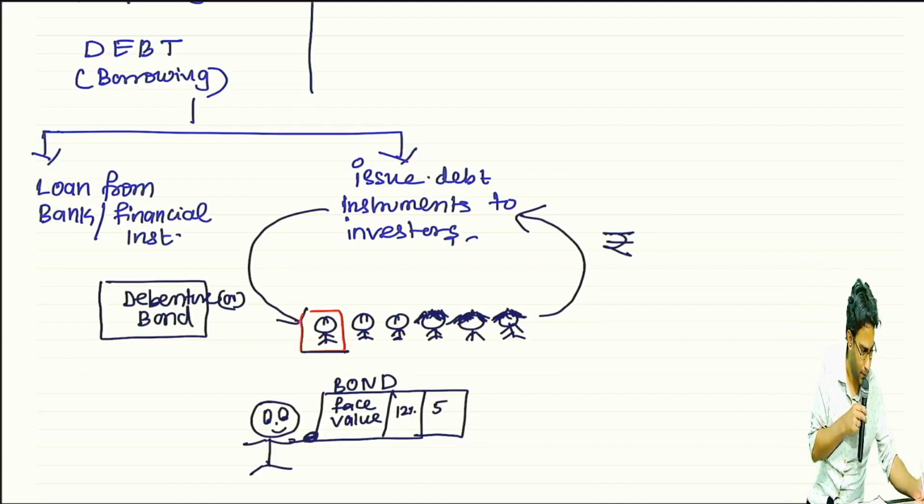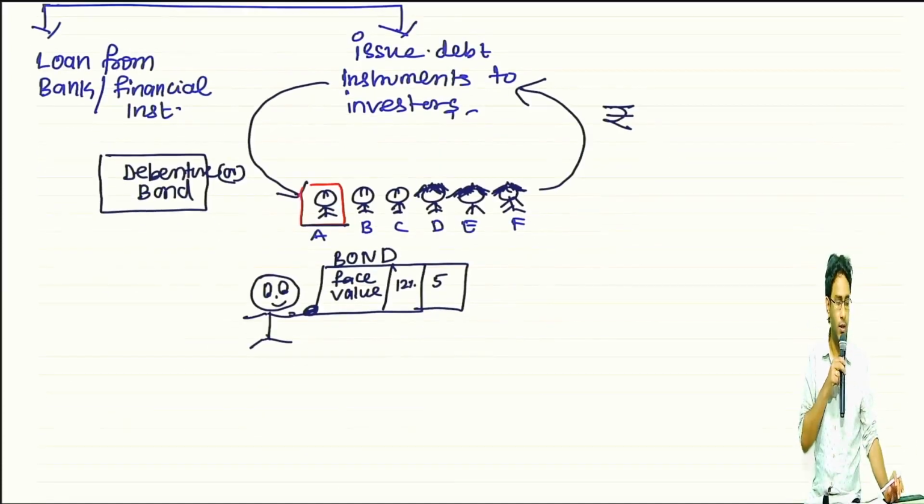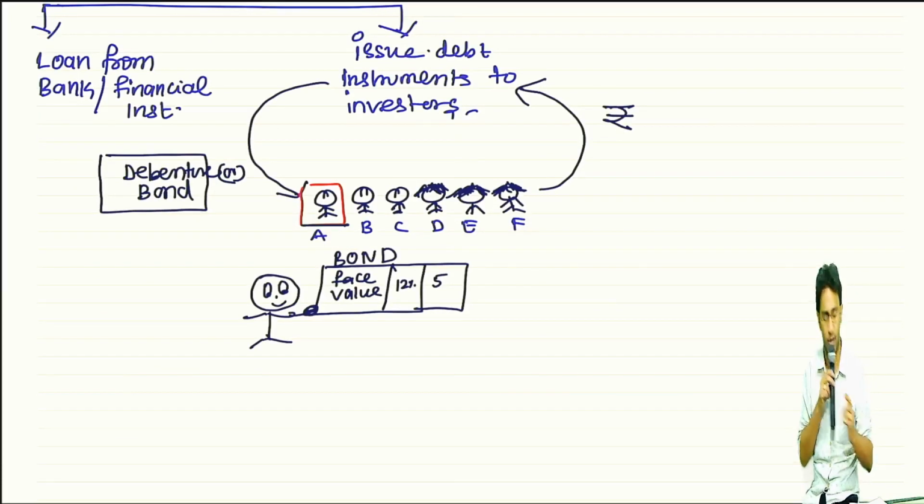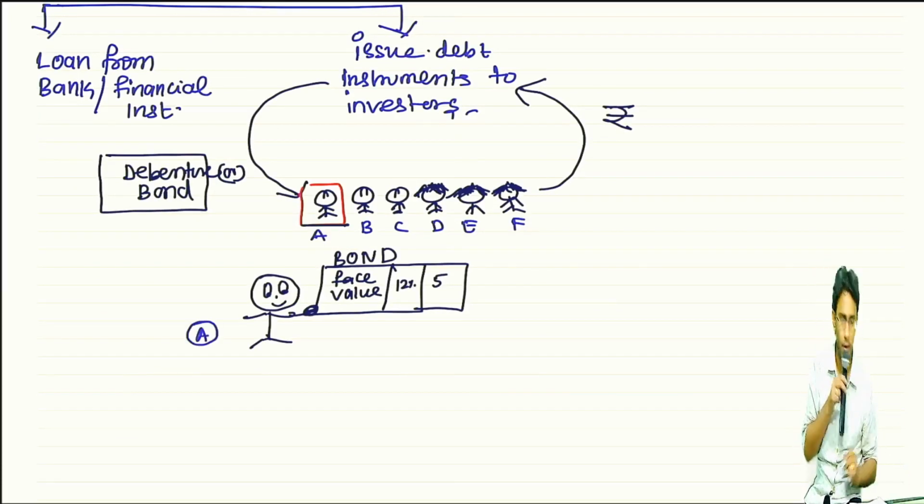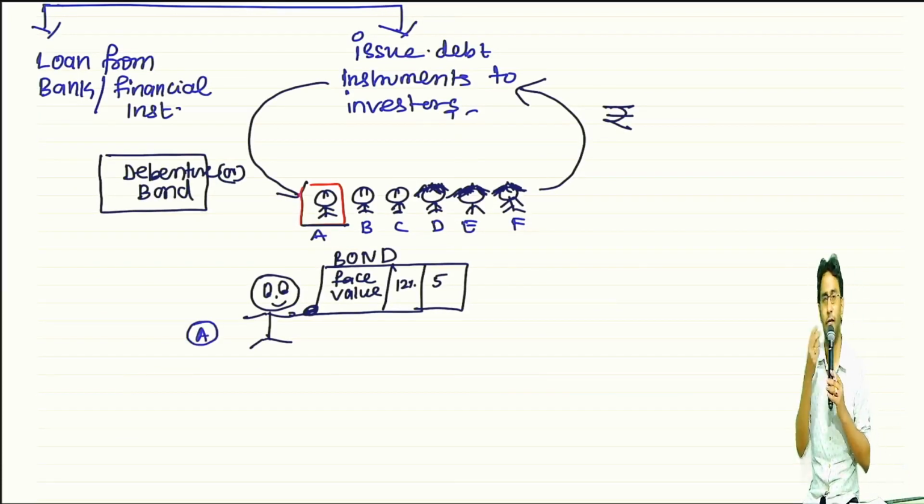Let us say these people are A, B, C, D, E, and F. All of them invested in the bonds today. All of them got allotment. Mr. A also got allotment. Now, after a few days or a few months, A wanted his money back. A went straight to the company and said, "Company, do you remember my face?" They say no. Then this fellow shows the bond certificate and all.